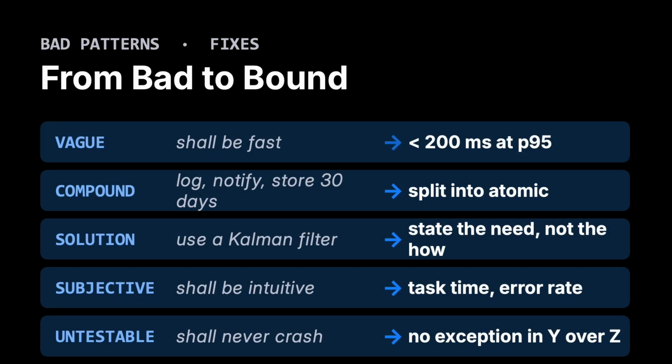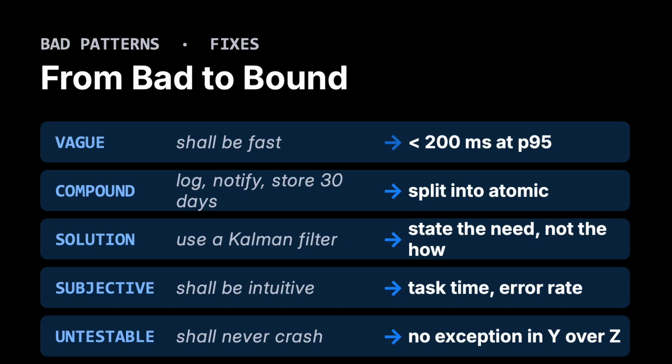First, if requirements are vague. So for example, the system shall be fast. This is bad and should be fixed by, for example, the response time shall be below 200 milliseconds. Then compound, like log errors, notify the user, and store events for 30 days. Fix it by splitting it into atomic requirements, so splitting them in 3 distinct requirements in this case.